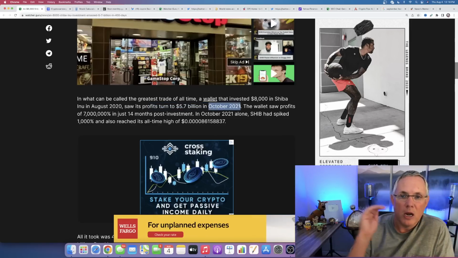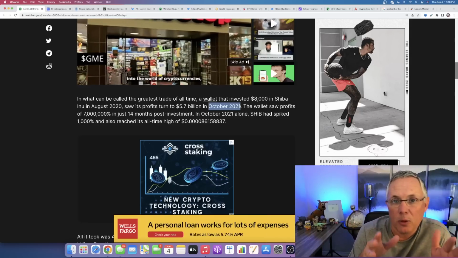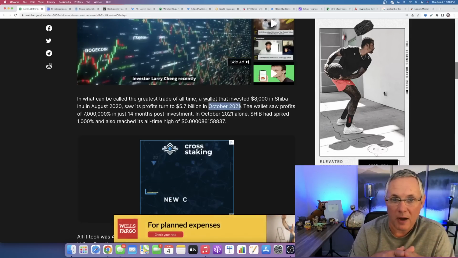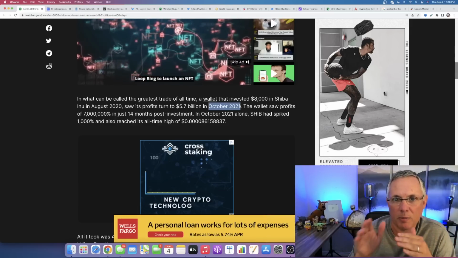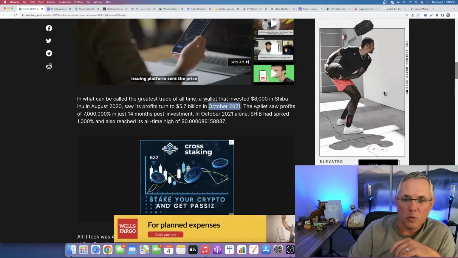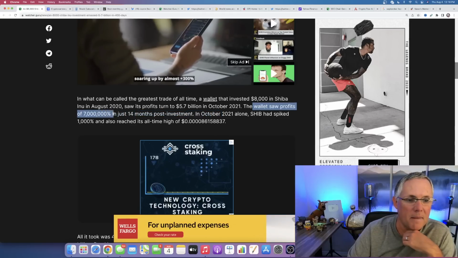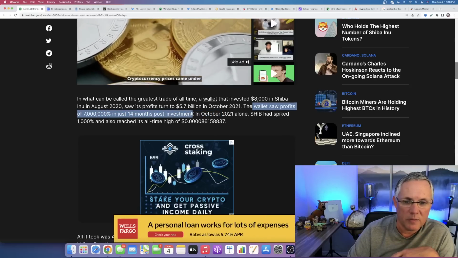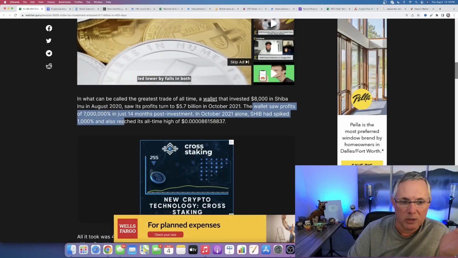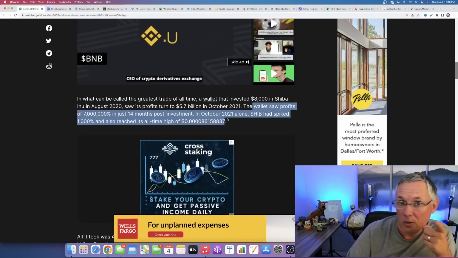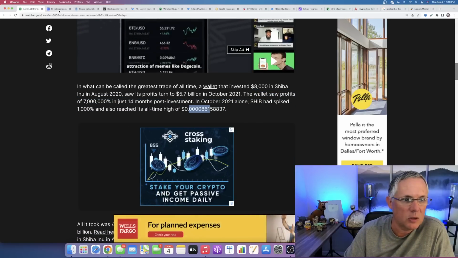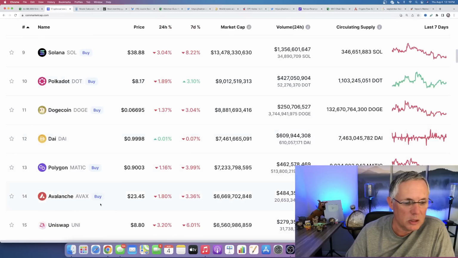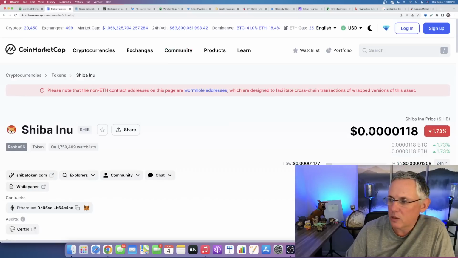Now, to round out this picture, in October of 2021, in that one month alone, Shiba Inu went up 1,005%. In the month of October, don't believe me? Go check. It went up 1,005% in the month of October, Shiba Inu did. So the wallet saw profits of 7,000,000% in just 14 months post-investment. In October 2021, Shiba spiked 1,000%. I told you that. It's actually 1,005% to be exact, okay? To its all-time high of 4 zeros and then an 8.6. And just to give you some perspective, right here, right now, Shiba is at 4 zeros and a 1.